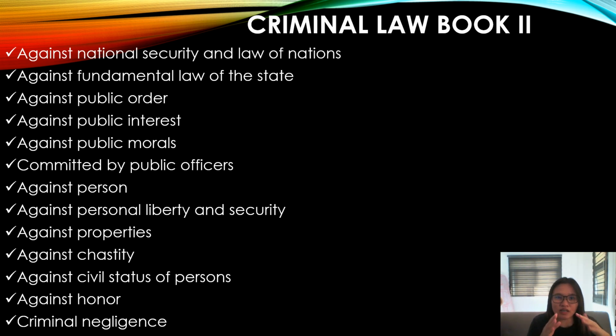Doon tayo sa national security and law of nations, meron pa po yung mga crimes na nakapaloob dyan. Lahat yan, meron pang mga crimes na nakapaloob dyan. Hindi lang yung crimes against person, hindi. Crimes against national security, may mga crime na nakapaloob dyan na pwedeng ipataw sa inyo.